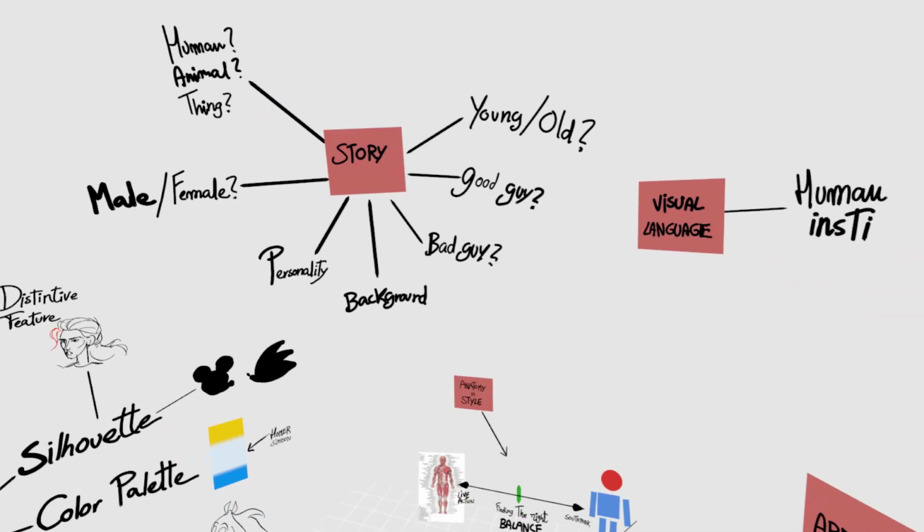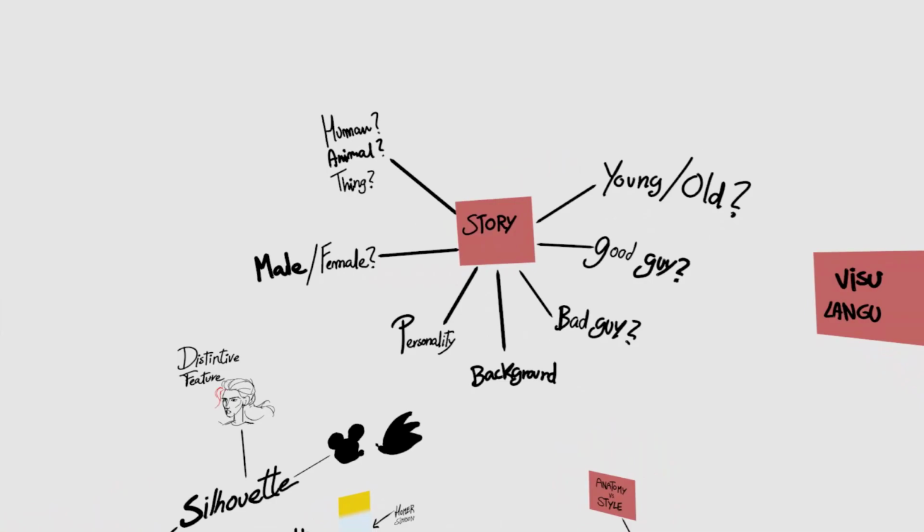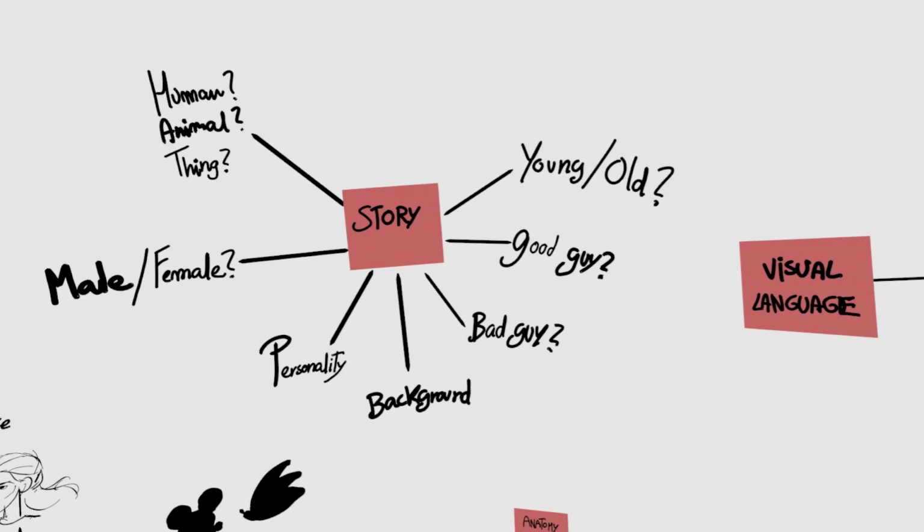So what's the important thing that we need to first bear in mind when we are creating characters? Obviously, the story is very important. Who is this character? What is it? Is it male, female? Is it a human? Is it an animal? Is it a thing? What is its personality? What's the background? In the story that you're trying to tell, how does the character fit in the story?